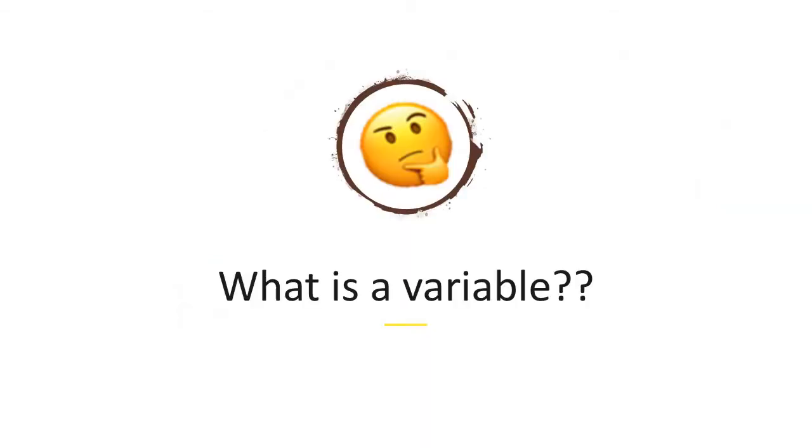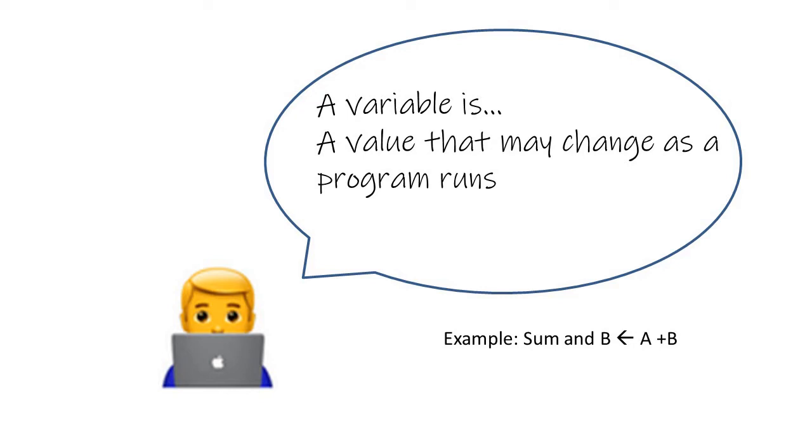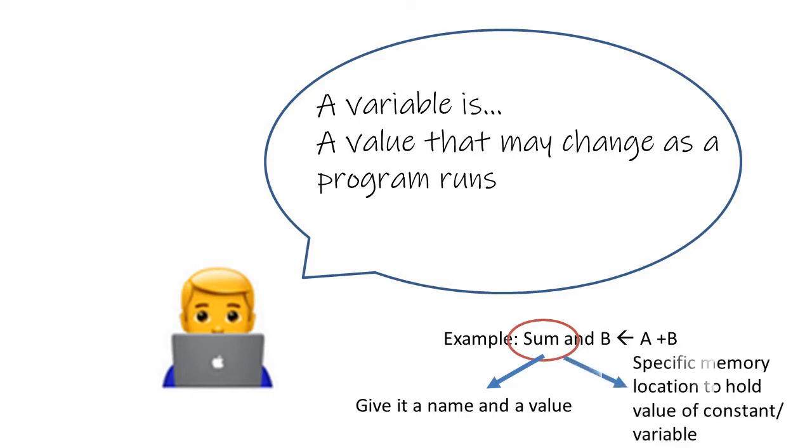On the contrary, a variable is a value that may change as a program runs. For example, a sum would equal a plus b. When we are writing a program, we need to give a name and a value to a constant or variable before using it. As the program is being executed, a specific memory location is allotted by the computer to hold the value of the constant or variable being used.